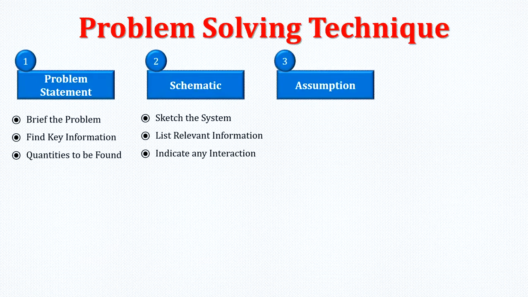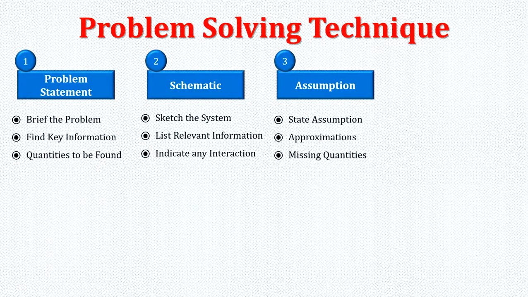Now step number 3, assumption. In engineering problems, assumptions are very much required. So we have to state the assumptions, approximations and missing quantities. Why are these required? These are required to reduce the problem to its simplest form. Then in some numericals, constants will not be provided. So we have to assume the value of that constant and solve the numerical. So that assumption should be clearly mentioned. That is step number 3.